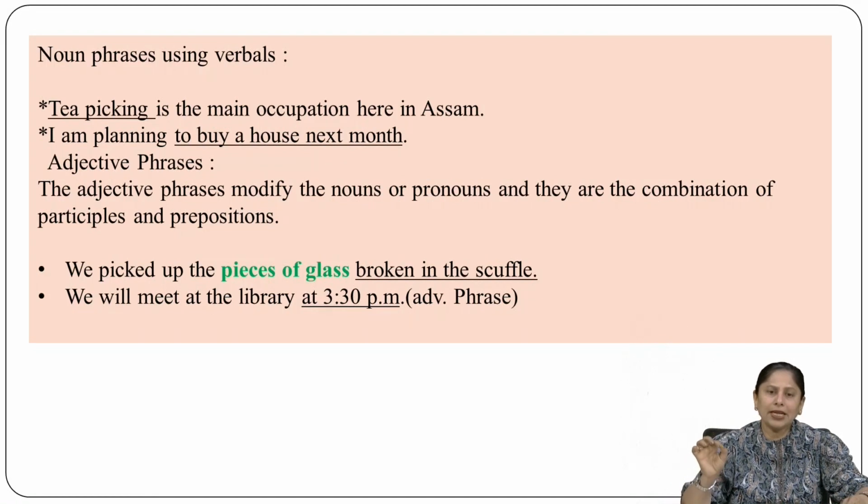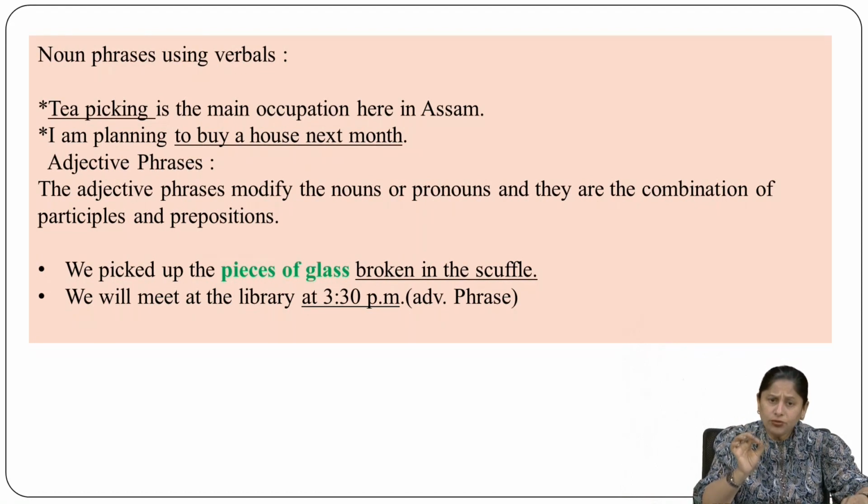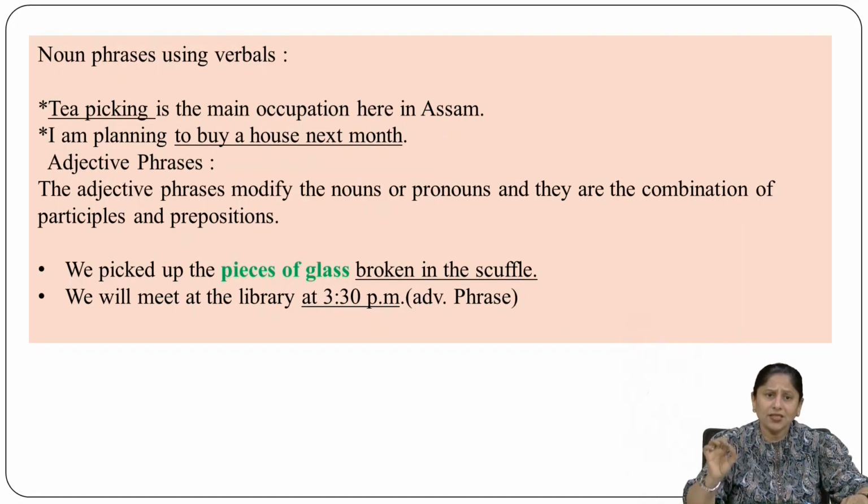We will meet at the library. Library is the place. Again, I have to tell you that library is a noun also. We will meet at the library. It's the object. We is also a noun. There are two nouns: we is noun 1, and the library is the object, noun 2. At 3:30 p.m. this shows the timing as well as the place. So naturally it is the adverbial phrase.